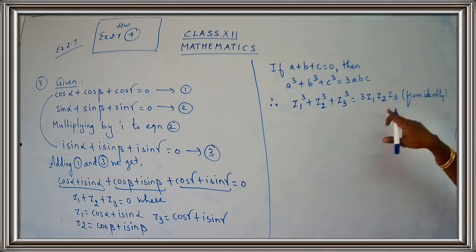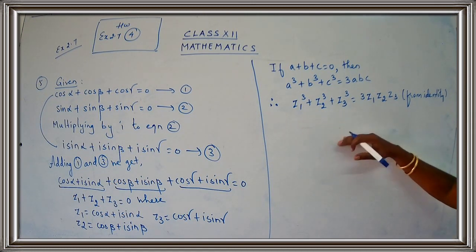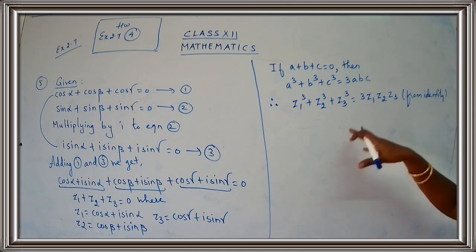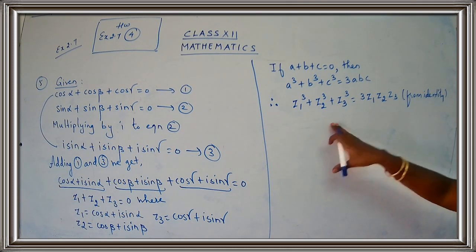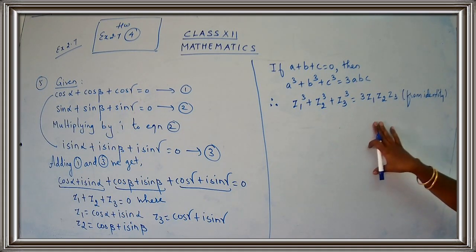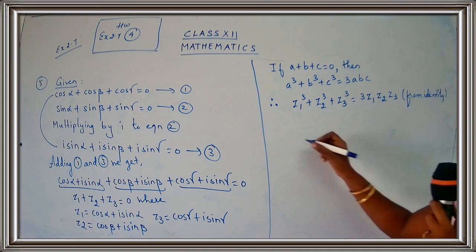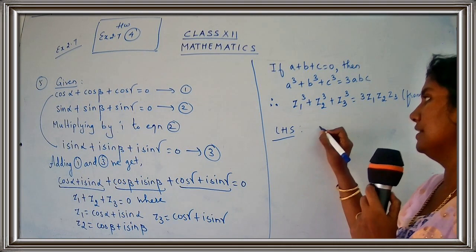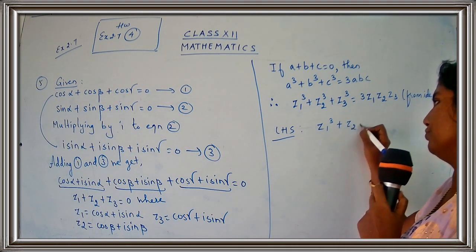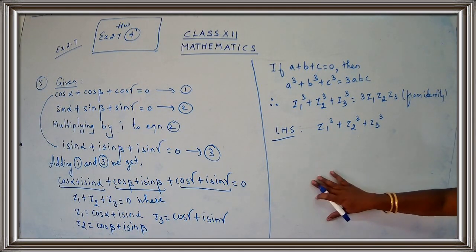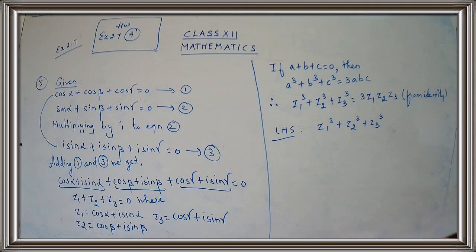Okay children, now we are going to do everything separately, and then put everything together. Otherwise you will get a very lengthy statement. So I am going to take the LHS part and find the value of Z1 cube plus Z2 cube plus Z3 cube, and then I will find the value of 3 times Z1 Z2 Z3. So let us take the LHS part, Z1 cube plus Z2 cube plus Z3 cube. I will find Z1 cube, Z2 cube, and Z3 cube separately.